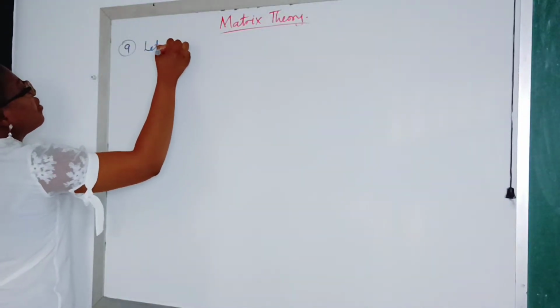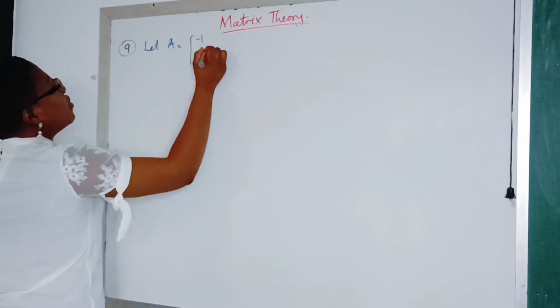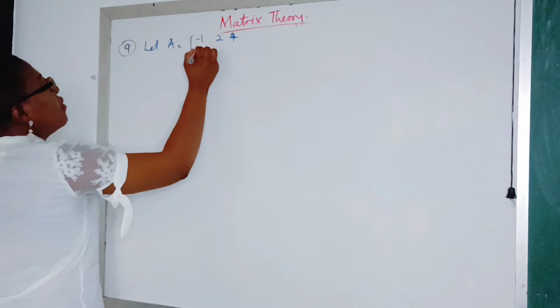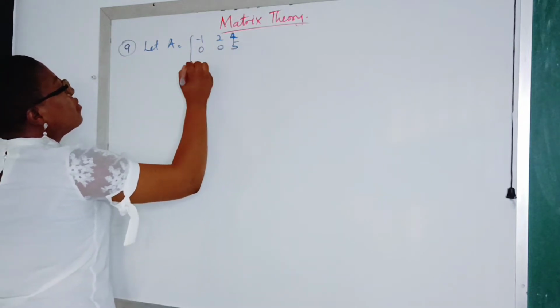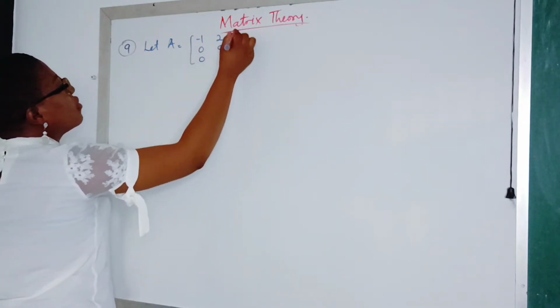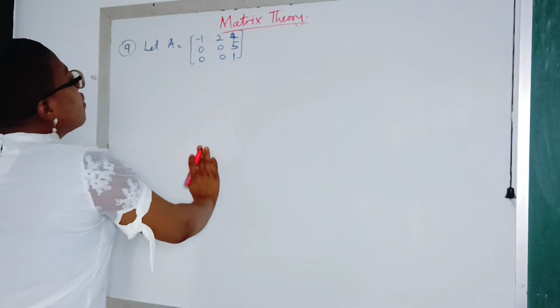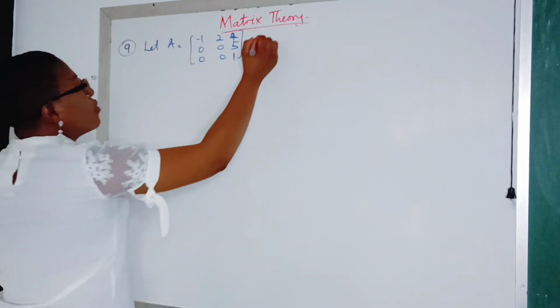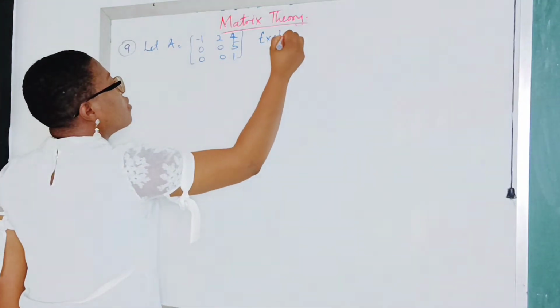Okay, number 9. Let A be equal to the matrix: minus 1, 2, 4; 0, 0, 5; 0, 0, 1. This is also a triangular matrix. Explain why A to the power 1001 is equal to A.